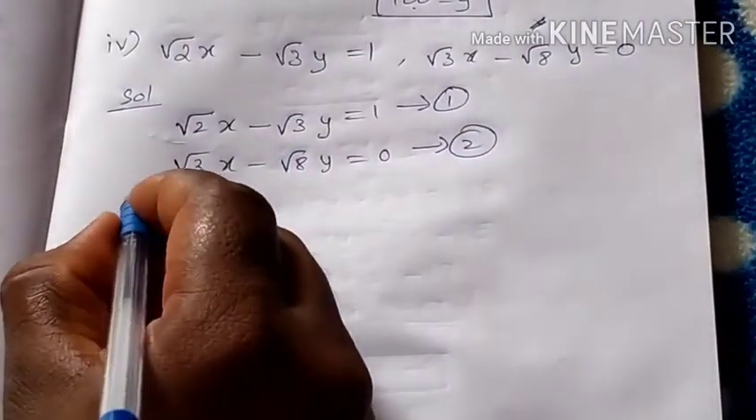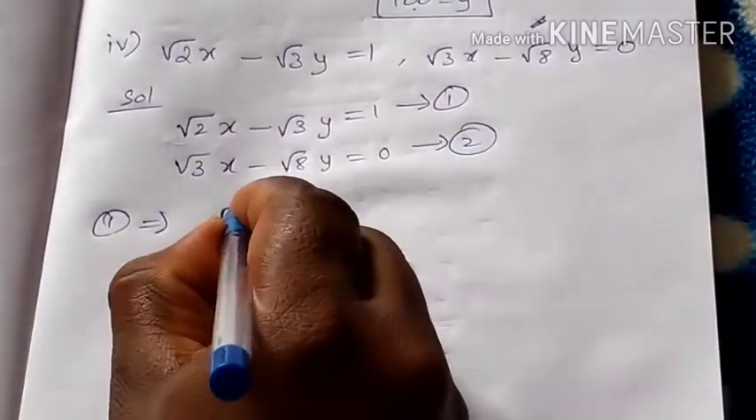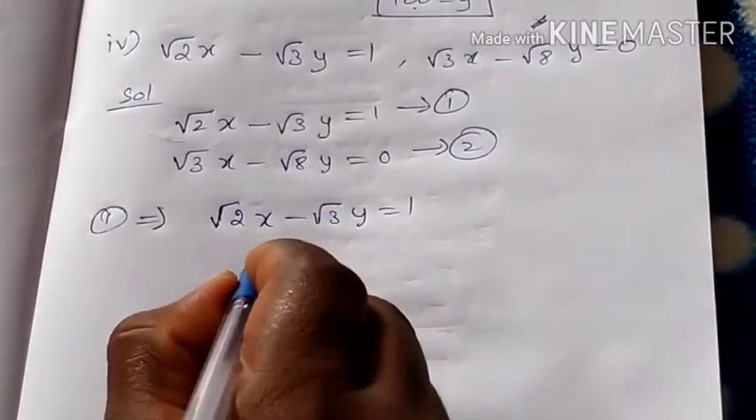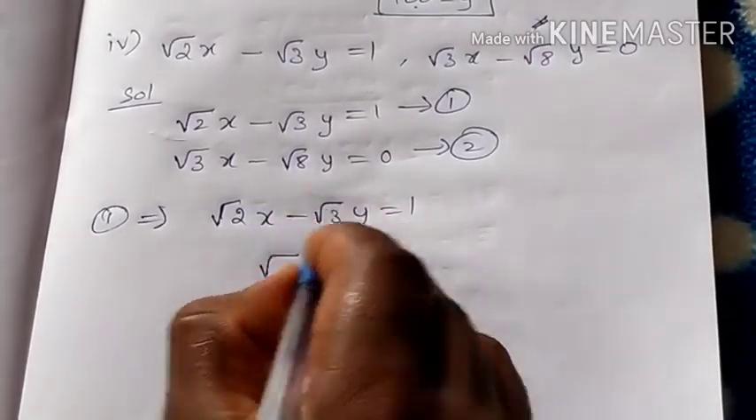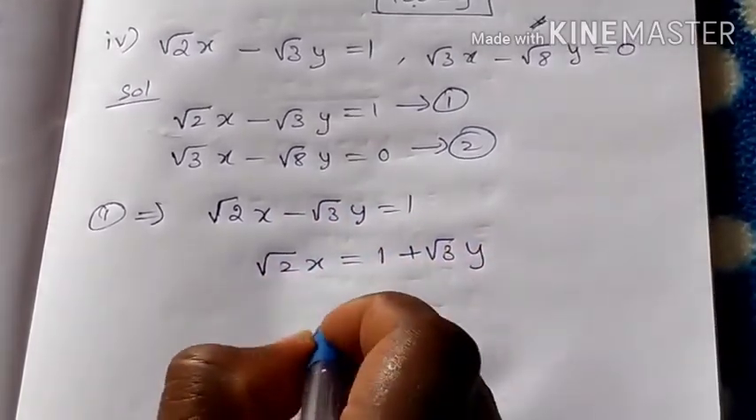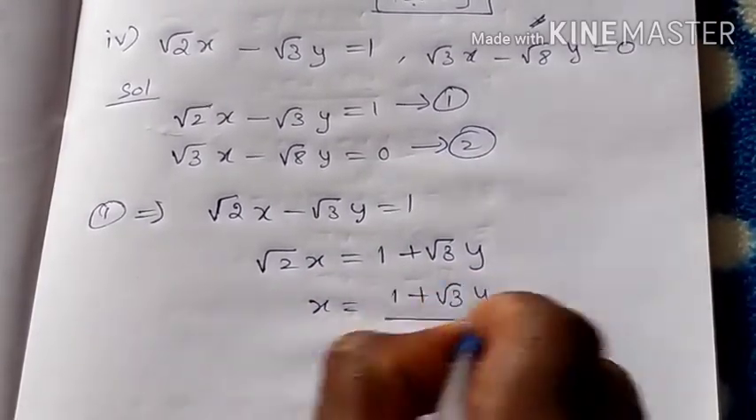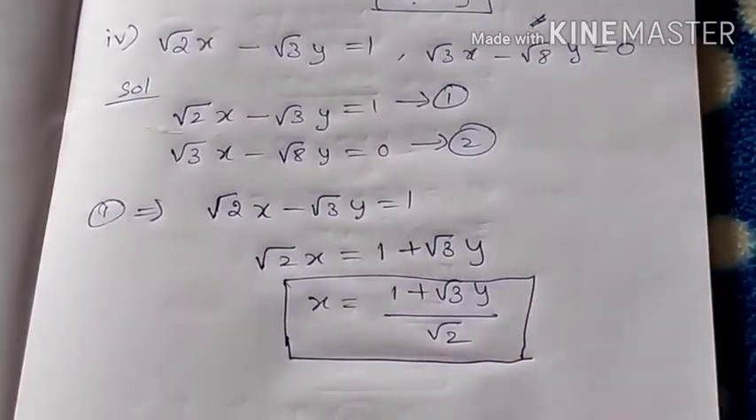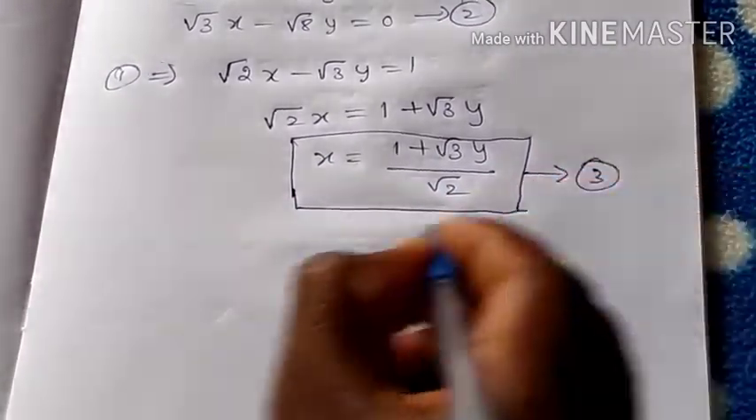Okay. So now handling equation number 1. Equation 1 implies root 2x minus root 3y equal to 1. So find the value of x or y. So root 2x equal to 1, making the transposition, we get plus root 3y. Okay, x is equal to 1 plus root 3y divided by root 2. This is the x value. Have you understood? Then this is for number 3.